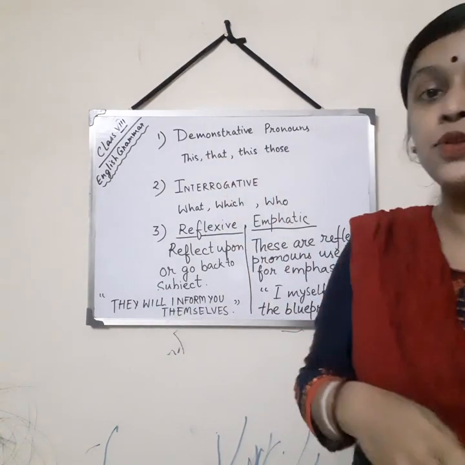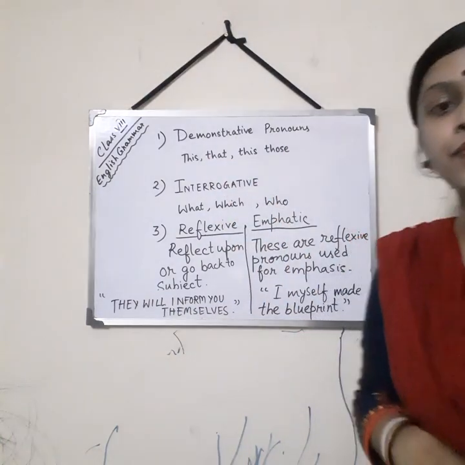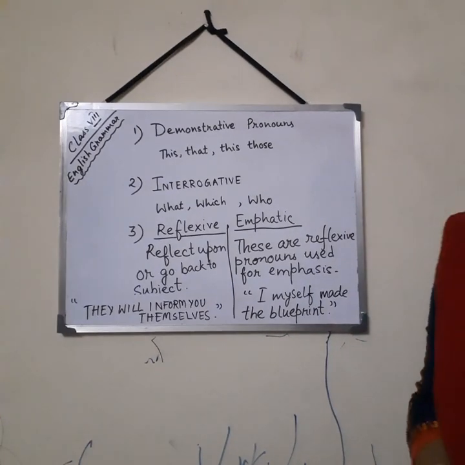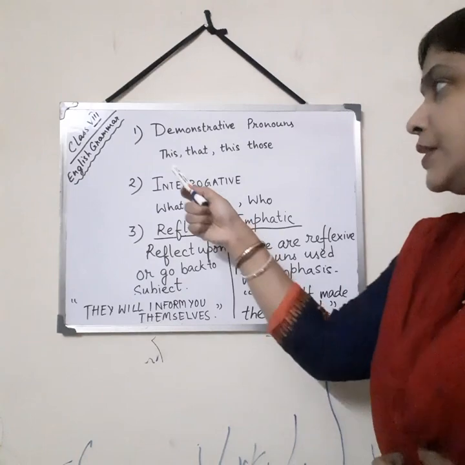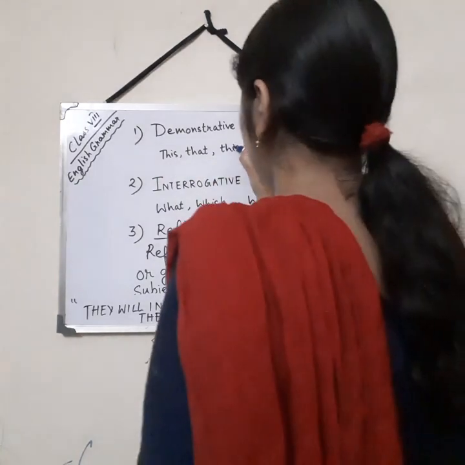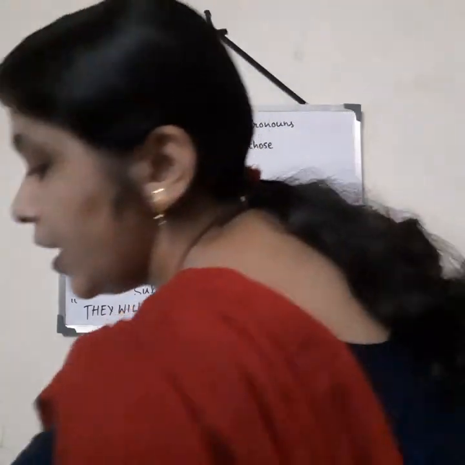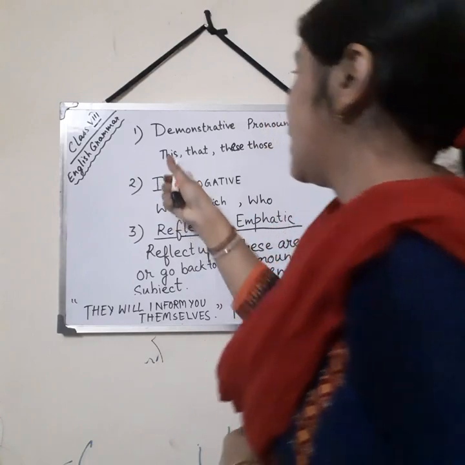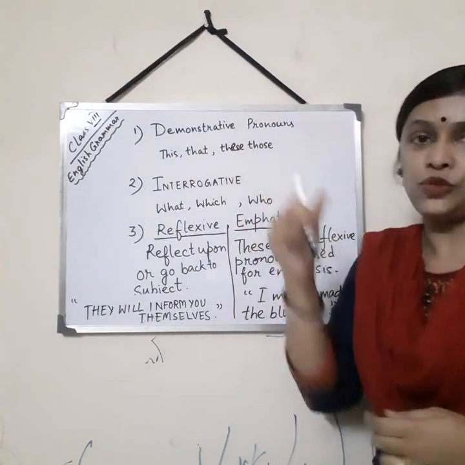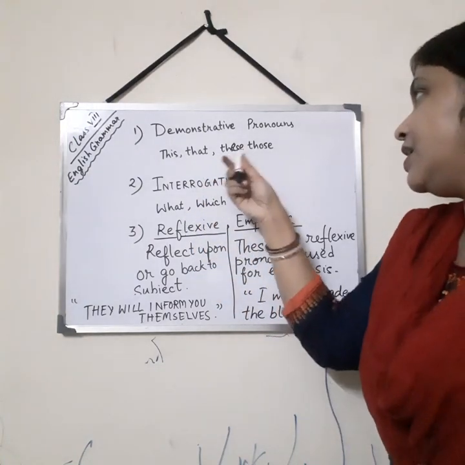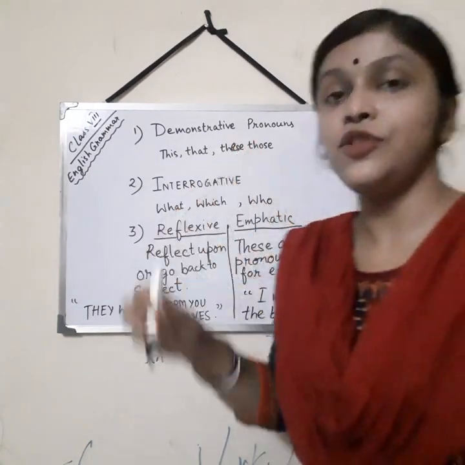Demonstrative pronouns. So demonstrative pronouns are words like this, that, these, those. Okay. This, that, these, those. For the singular, this and that. For the plural, these, those. They are the demonstrative pronouns. Okay. Let us take an example.